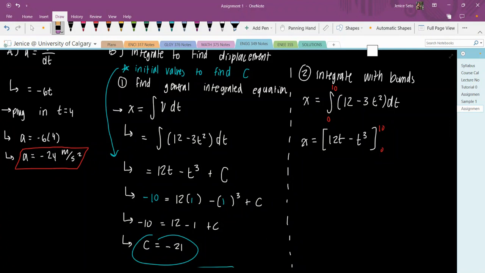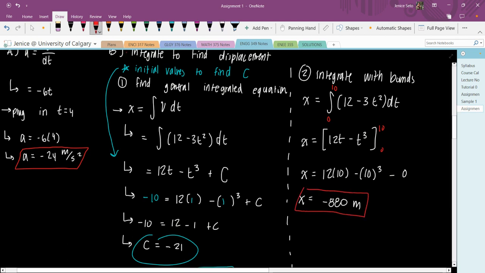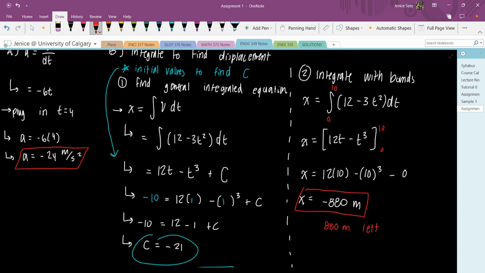Sorry about that. And then that is going to give us x is equal to, so that is 12, plug in 10, minus 10 cubed, and the lower bound is just going to be 0. So x is equal to negative 880 meters. This is only displacement, so this shows that we are 880 meters left of the origin in our displacement. So this is not including the distance traveled.